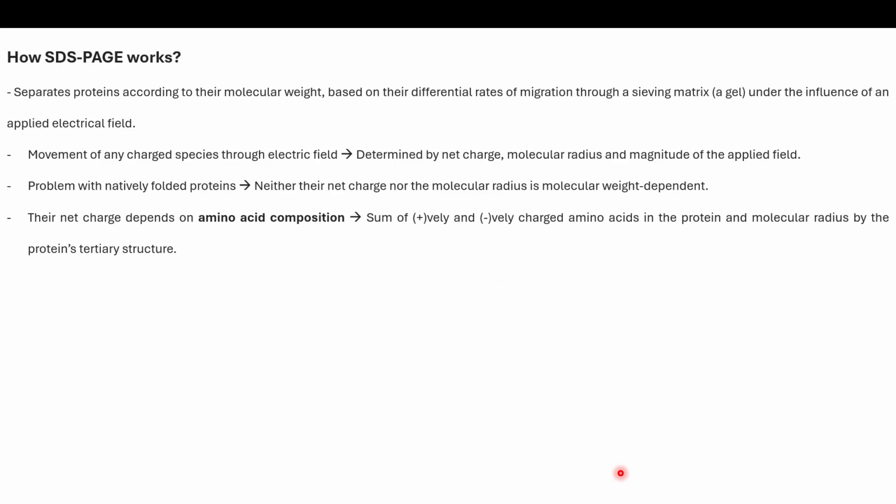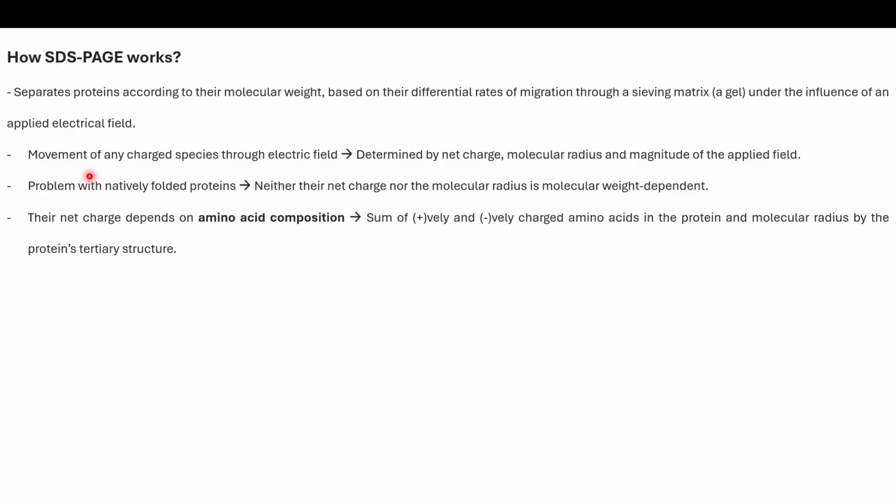So how does SDS-PAGE work? SDS-PAGE separates proteins according to their molecular weight, based on their differential rates of migration through a sieving gel or a sieving matrix under the influence of an applied electric field.